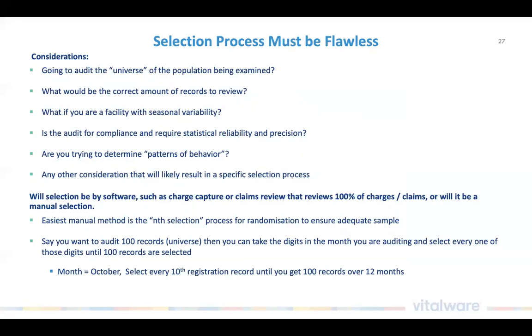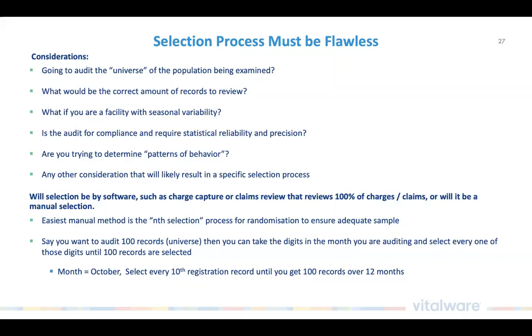Do I need statistical significance? Are you a hospital in Colorado that tends to be in the mountains and gets a lot more volume in the winter than in the summer? Or in Hilton Head, South Carolina, where the summer people come and you're going to get a lot more? So there's seasonal variability. Is there an audit for compliance that requires statistical reliability?